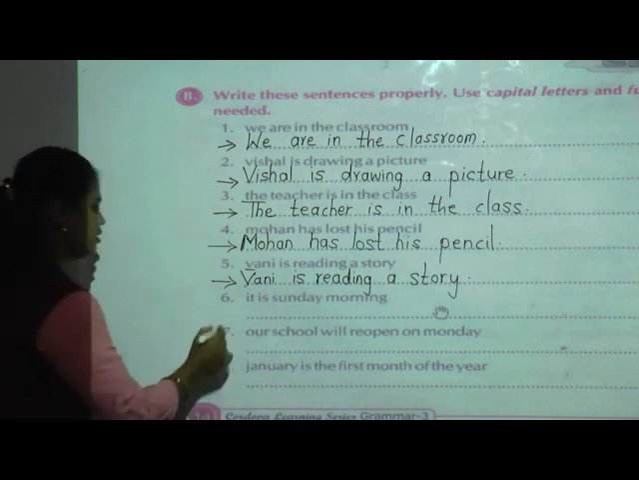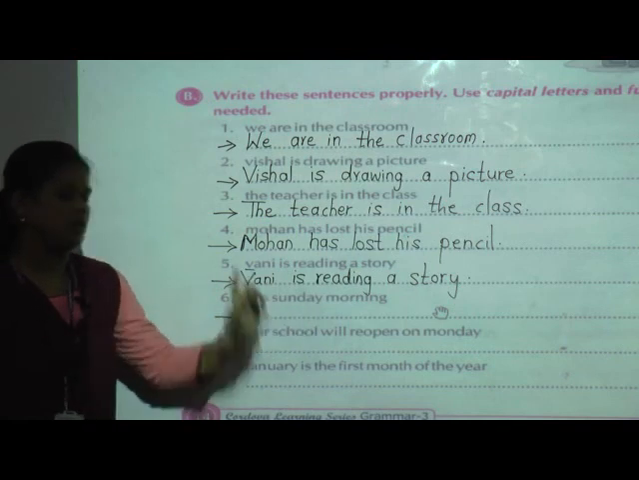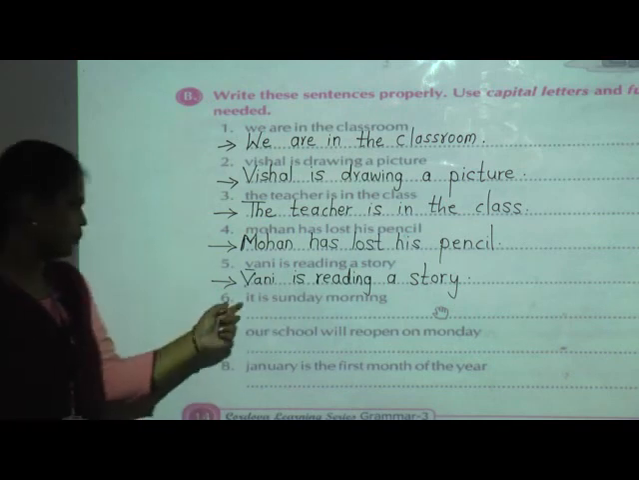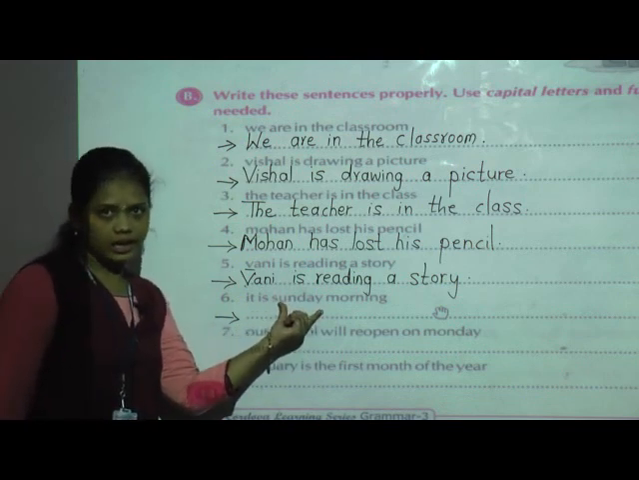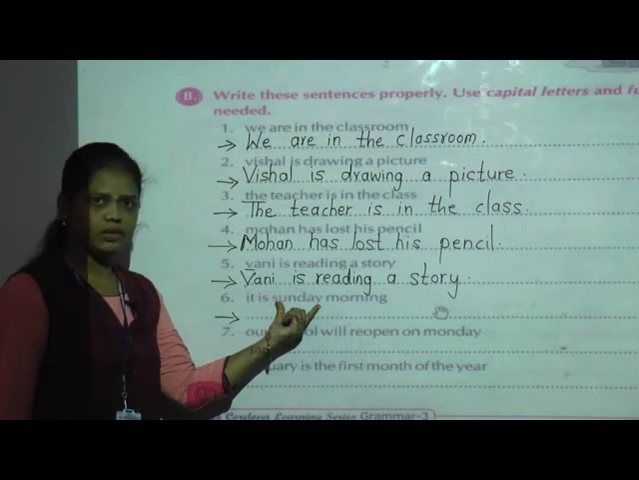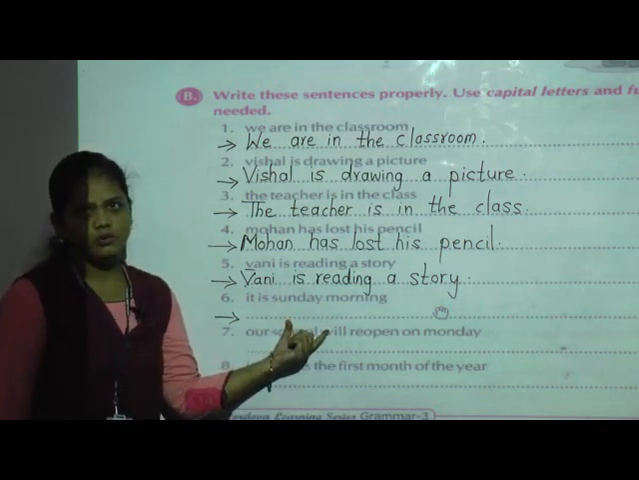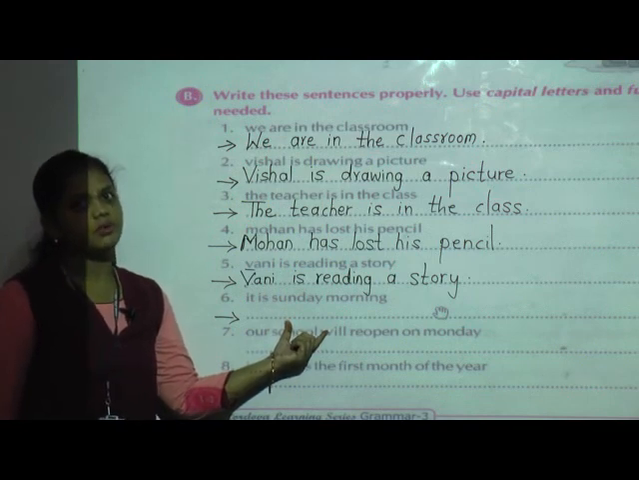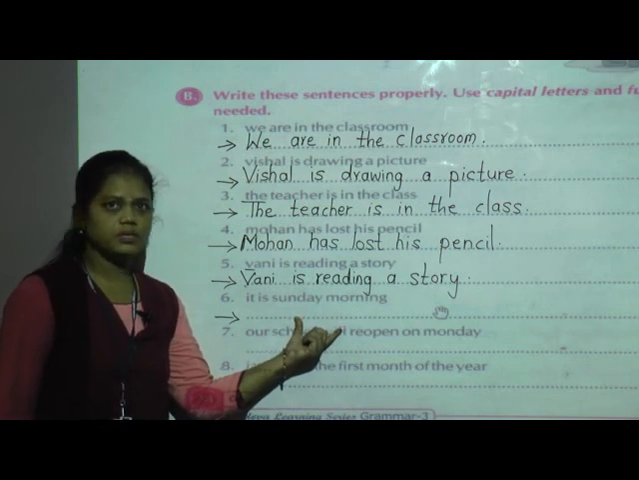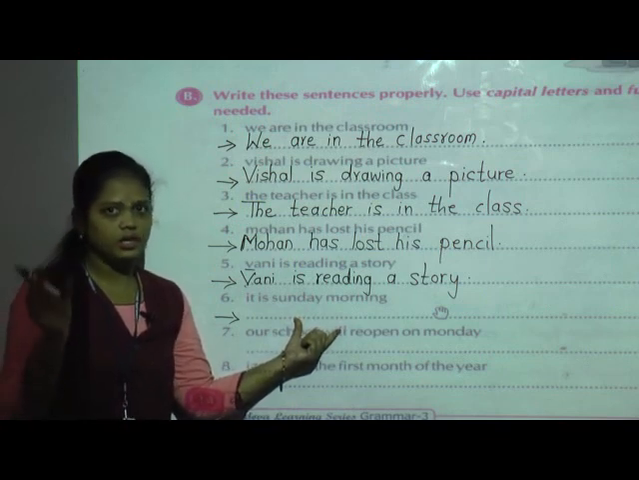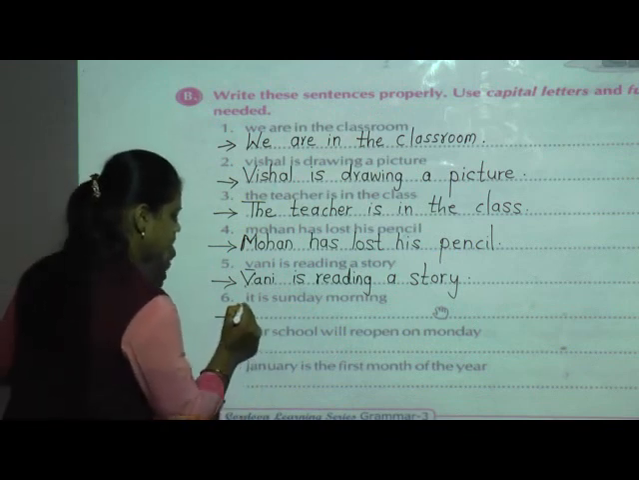Now the sixth one, it is Sunday morning. Now here you can see, start with the capital letter, but here there's the day, it has come, Sunday. The name of the day is Sunday. So what we have to do? Whenever the name of the day comes, the first letter of that day we have to write in the capital letter. So the answer is like this.